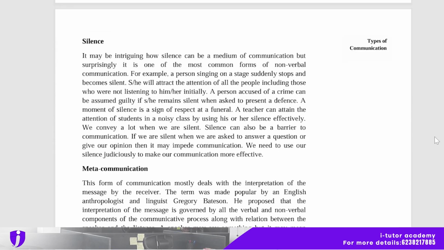Silence. It may be intriguing how silence can be a medium of communication, but surprisingly it is one of the most common forms of non-verbal communication. A person singing on a stage suddenly stops and becomes silent. He or she will attract the attention of all the people, including those who were not listening to him or her initially. A person accused of a crime can be assumed guilty if he or she remains silent when asked to present a defense. So silence is also a kind of communication.